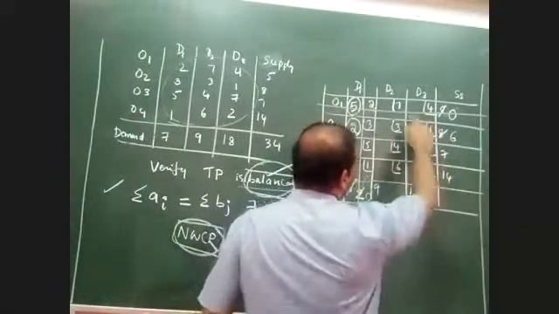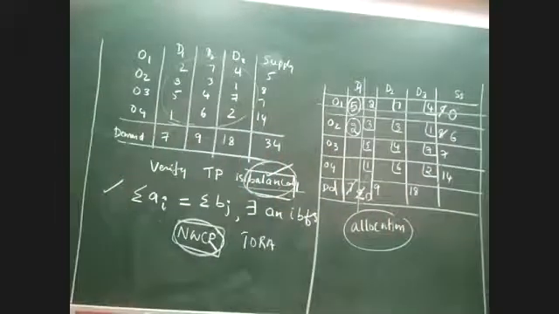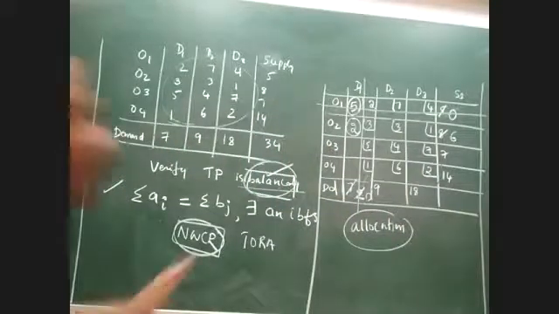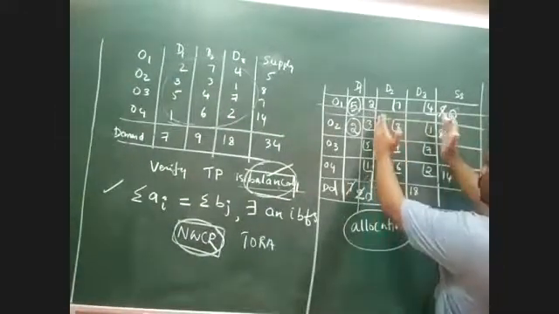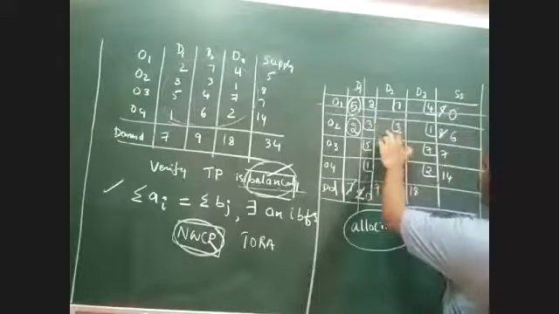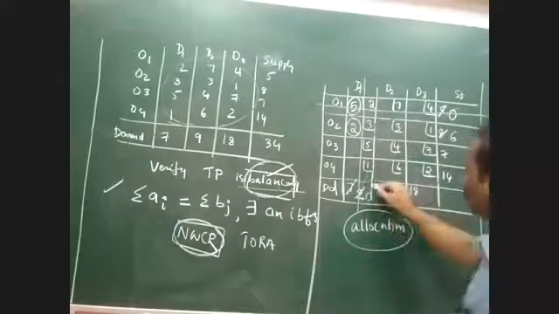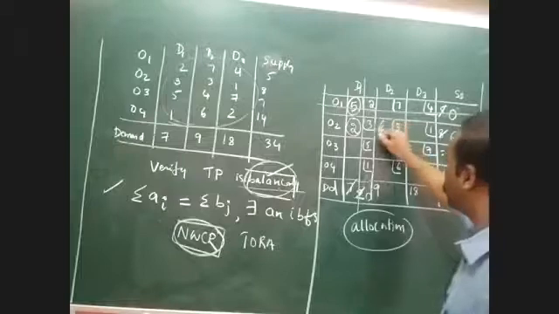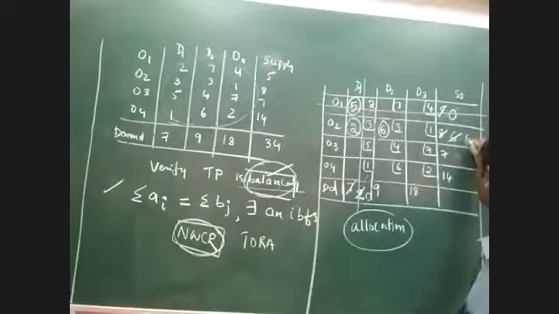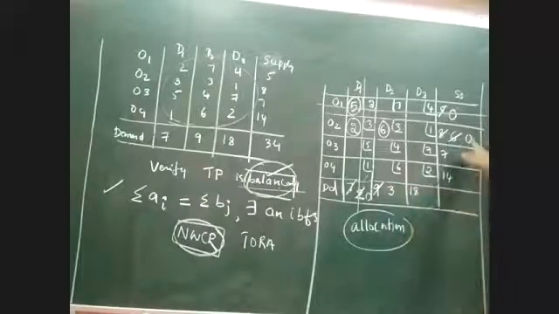Now in the reduced matrix, can you please tell me which is the northwest element? 3. Okay, very good. This is the reduced matrix, and the northwest element is 3. So now I'm supposed to do allocation. 6 is there and 9 is there. Between 6 and 9, how much is the minimum value? 6. Very good. If I'm assigning 6, this becomes 0 and this becomes 3.